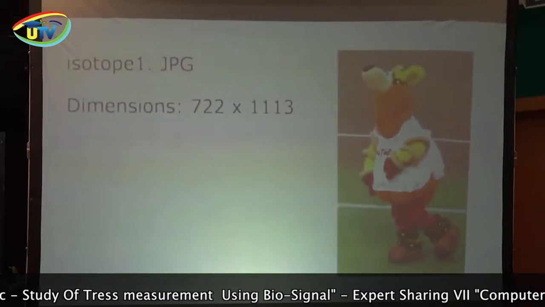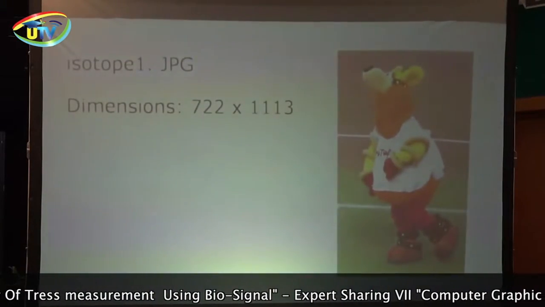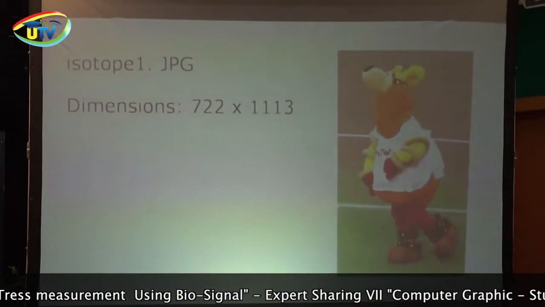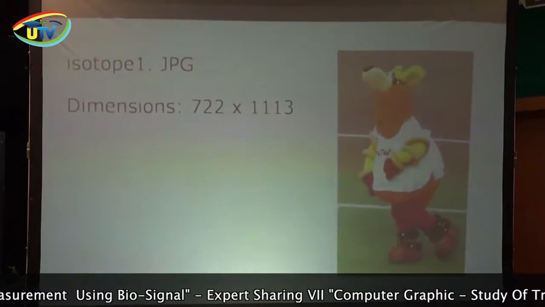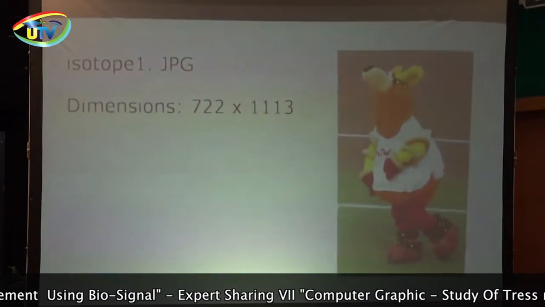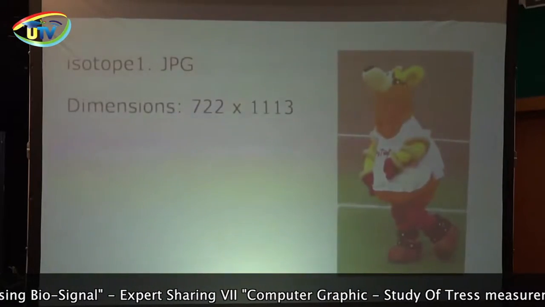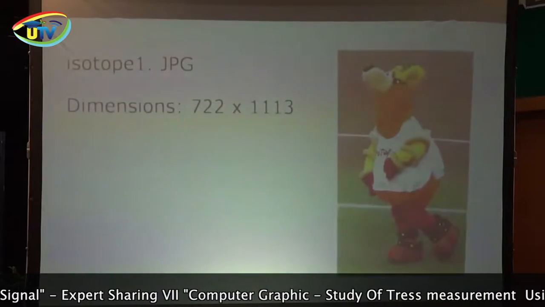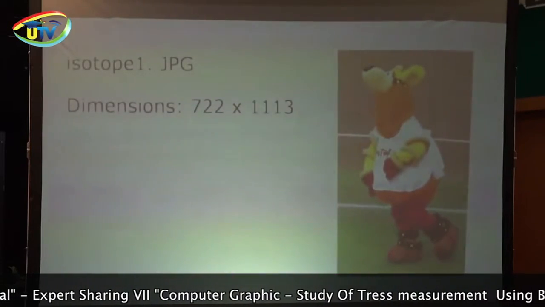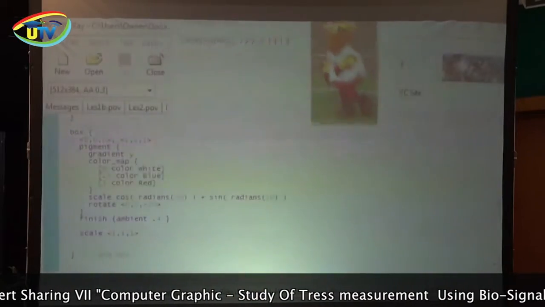The image on the right here is a picture I took at the Isotopes baseball park, and the actual dimensions, which I read from my computer of this image as a JPEG, are 722 by 1113. Those are pixels. That information I'm going to need when I scale the box. So let me show you how you can put that picture on the box.